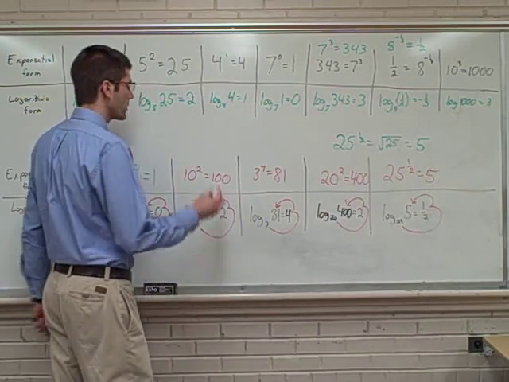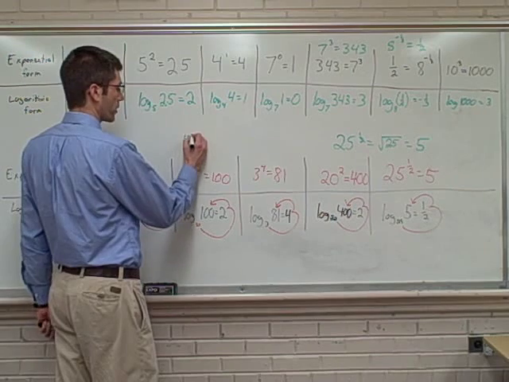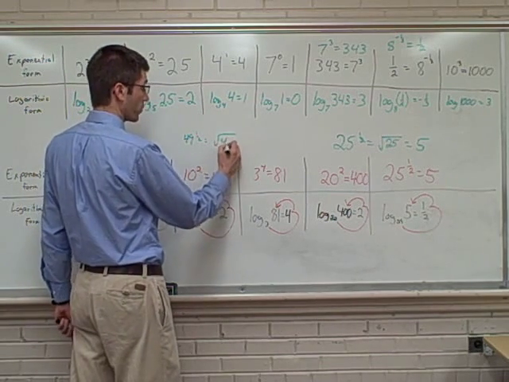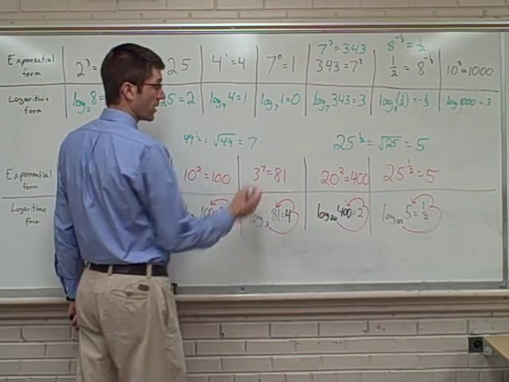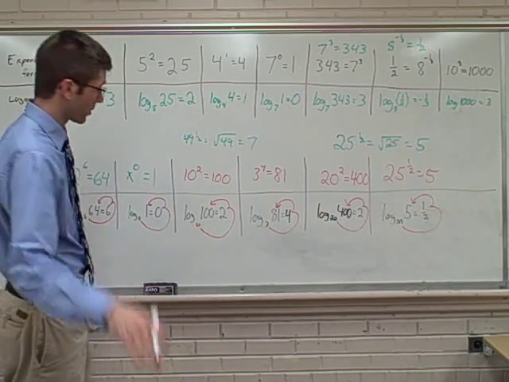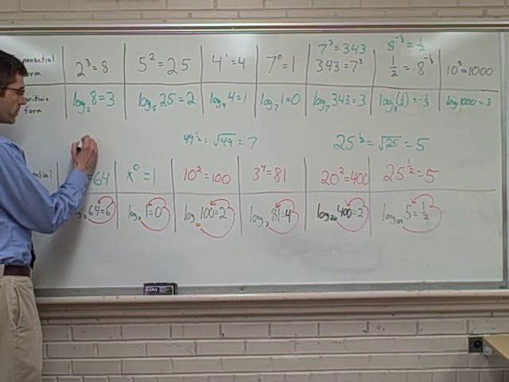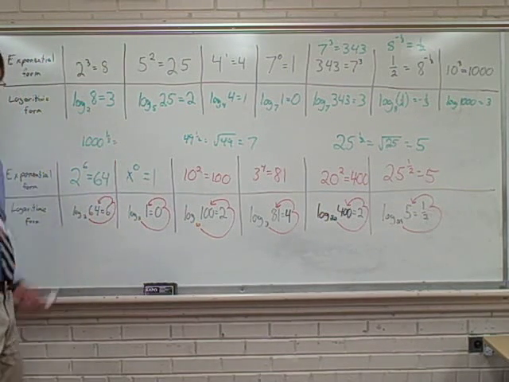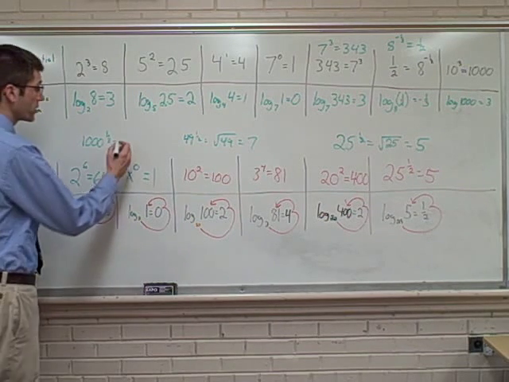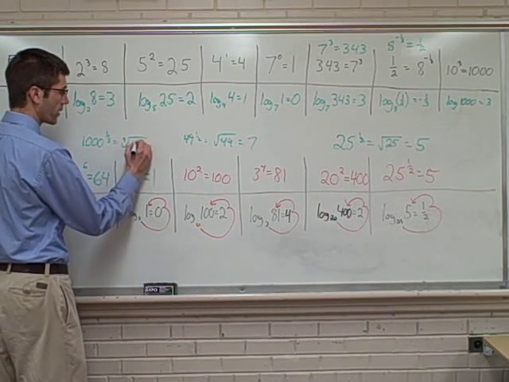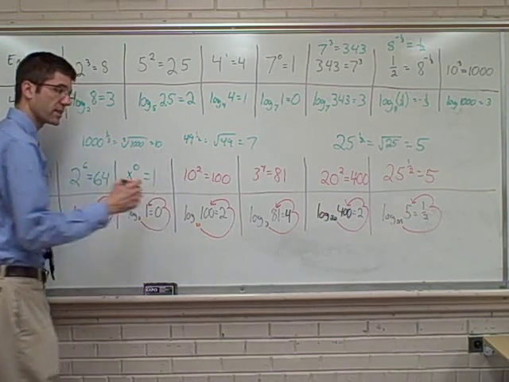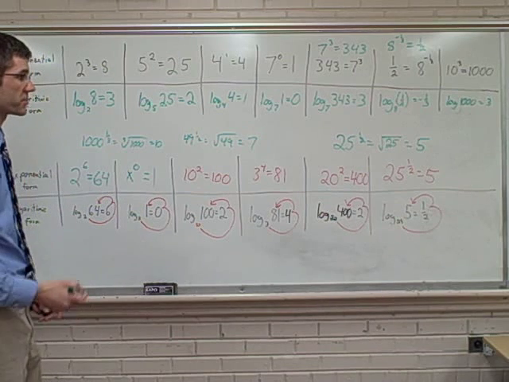So for example, if I said you have 49, it's to the 1/2 power. Well, 49 to the 1/2 power is the square root of 49, and that's going to give you 7. Similarly, if I gave you 1,000 to the 1/3 power, that's not a square root, that is a cube root. So we're going to take the cube root of 1,000. Cube root of 1,000 is 10, because 10 times 10 times 10 is 1,000.